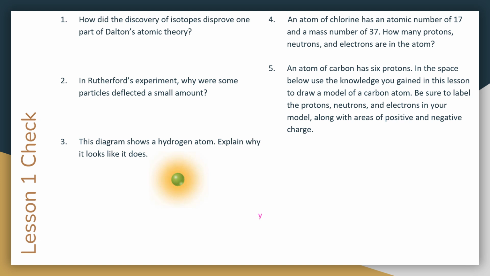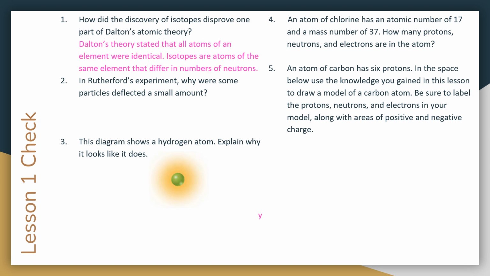All right, and that brings us to our lesson check. So, number 1, how did the discovery of isotopes disprove one part of Dalton's atomic theory? So, Dalton's theory stated that all atoms of an element were identical. Isotopes are atoms of the same element that differ in numbers of neutrons.